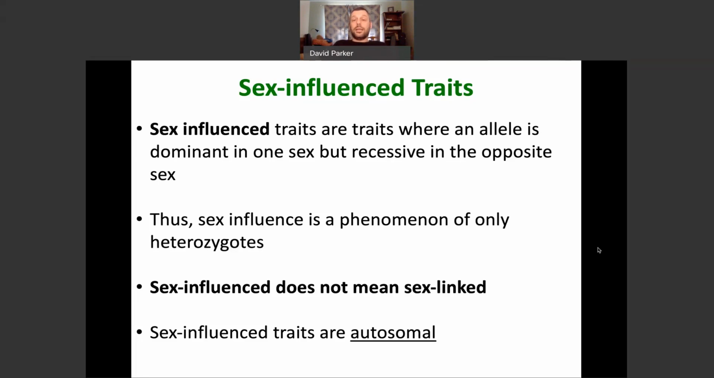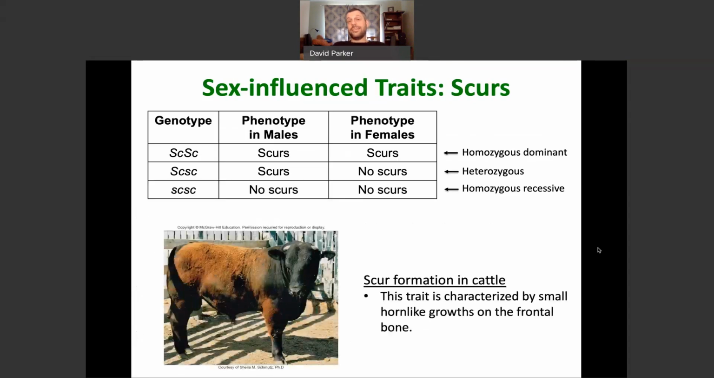Because we're talking about an allele that acts dominantly in one sex but recessively in the opposite sex, the only time you see these is in heterozygotes. Let me show you what that means, because it's way easier to understand.